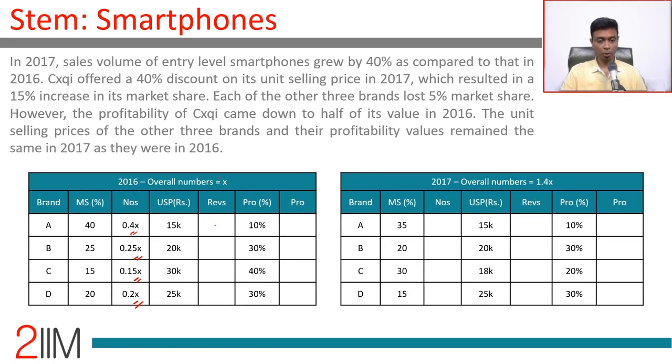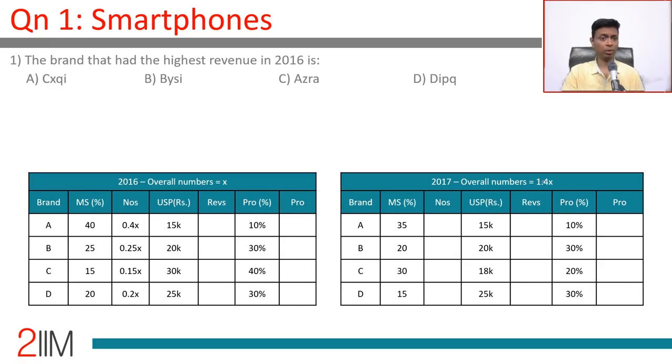Revenues would be 0.4X into 15K. I'm writing 15,000 as 15K. 0.25X into 20K, 0.15X into 30K, 0.2X into 25K. Fine. We can find these numbers and complete everything and just solve the answer. But I'm going to go step by step, question by question. Maybe we'll need to fill all the numbers, maybe we won't need to. Fine, let's go step by step and look at the questions.